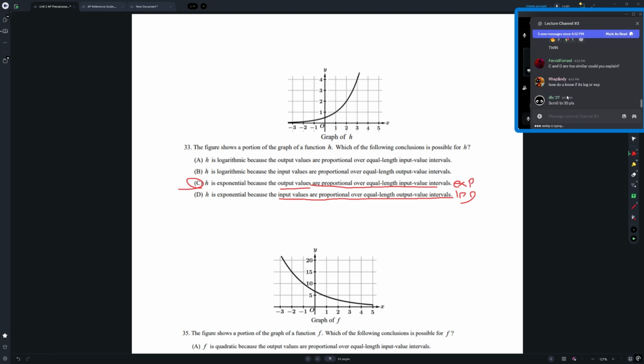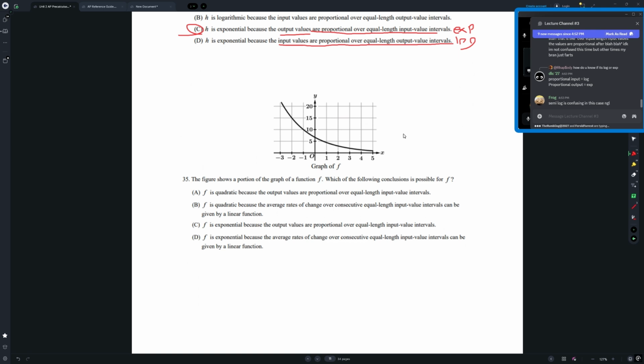I'll show the 35 in one sec. How do you know if it's log or exponential? Can you explain with the over equal? I'm not confused this time. Yeah, sure. There's still more. There's a lot more of that. Semi-log is confusing. We will get to semi-log near the end because that's the last topic in Unit 2. So maybe a while. If the input is exponential, then it's log. Yeah. 35.